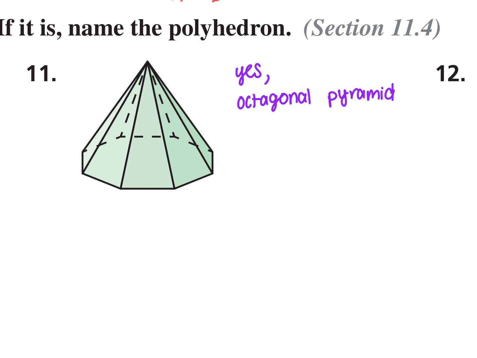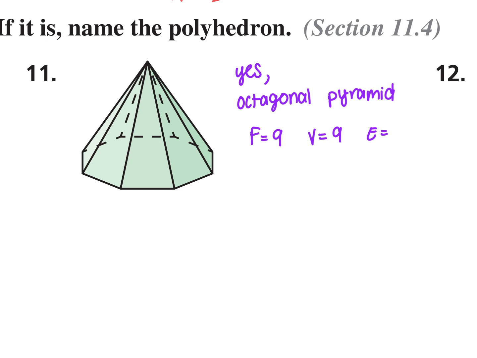Let's just see if we know how to name the faces, vertices, and edges. Looking at it, if you need to count, go ahead and count. How many faces do I have for an octagonal pyramid? How many? 9. Don't forget to count that bottom one. How many vertices do I have? Vertices are my corners. How many do I have? 9 as well.